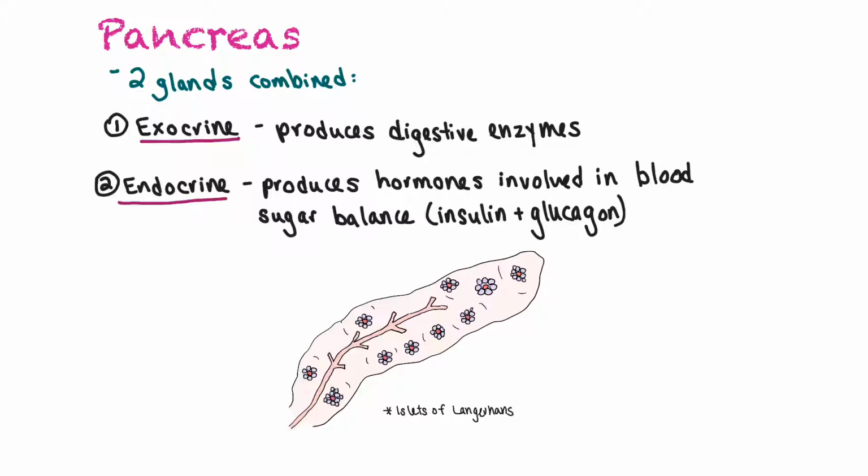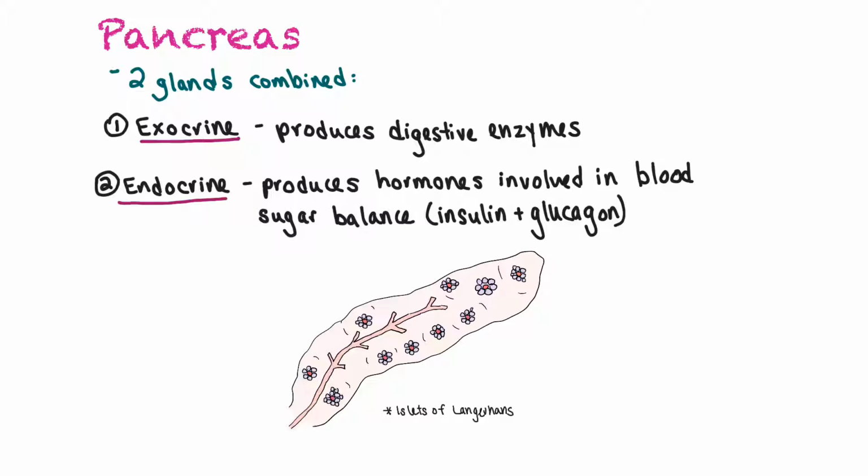The pancreas is actually two glands combined, so it does have an exocrine portion, and the exocrine portion produces the digestive enzymes that help break down our food, and its target would be the small intestine. So, pancreatic lipase, pancreatic amylase, and so on would be produced in the exocrine portion and then released into the small intestine to break down our food. The second portion is the endocrine portion, and it produces hormones involved in blood sugar balance, and those two hormones' names are insulin and glucagon.